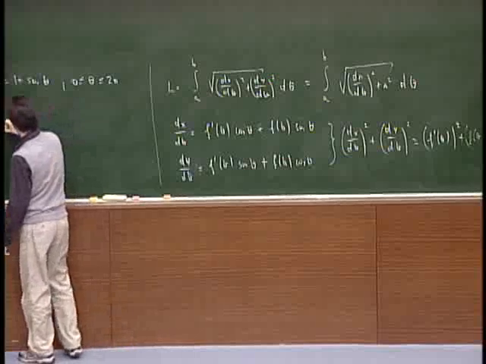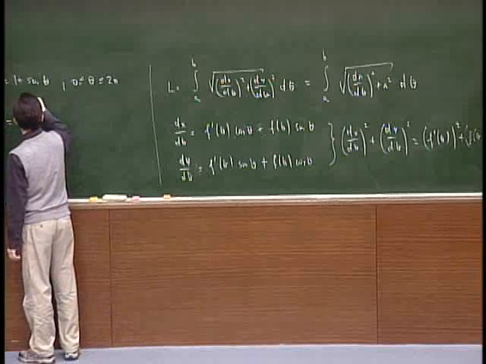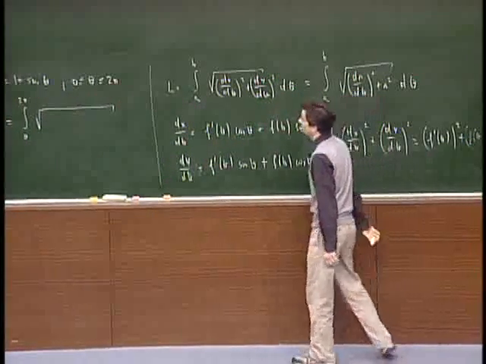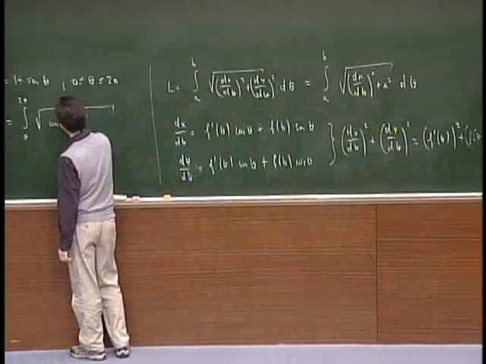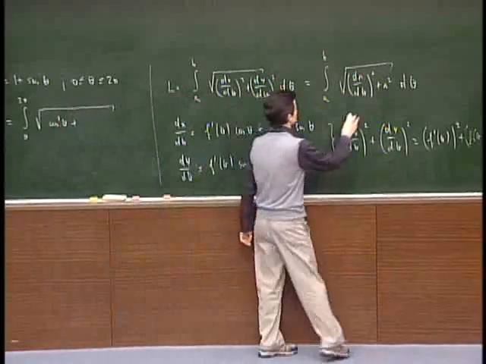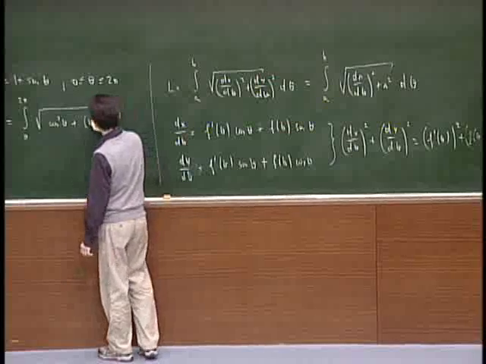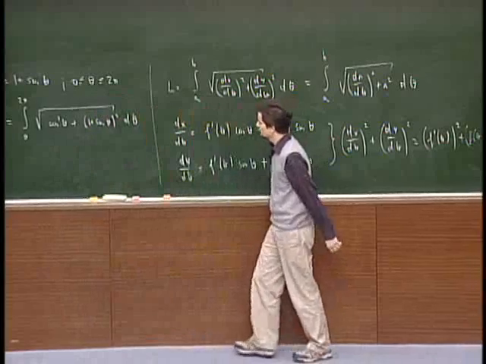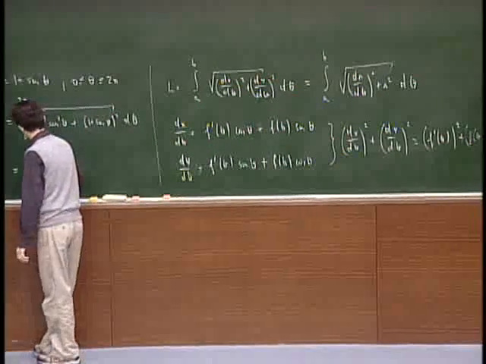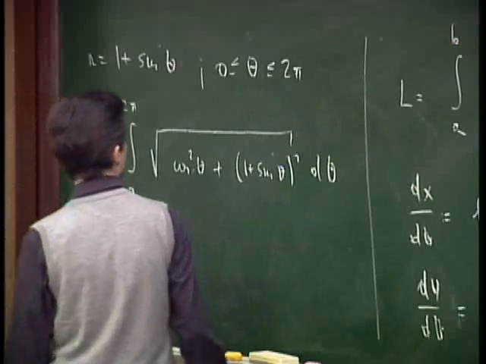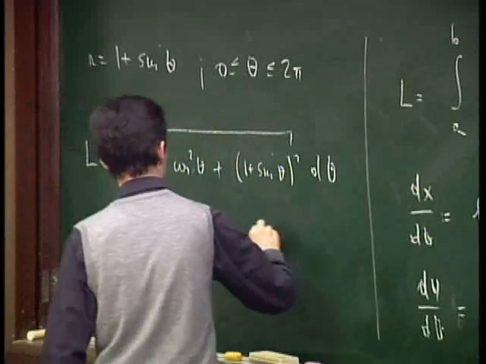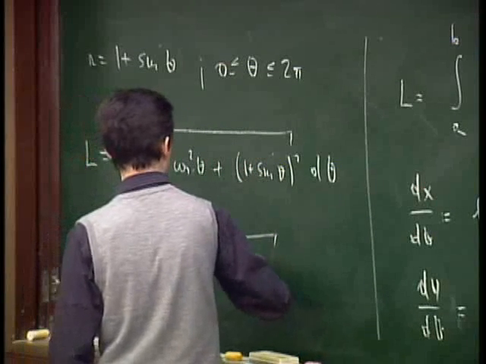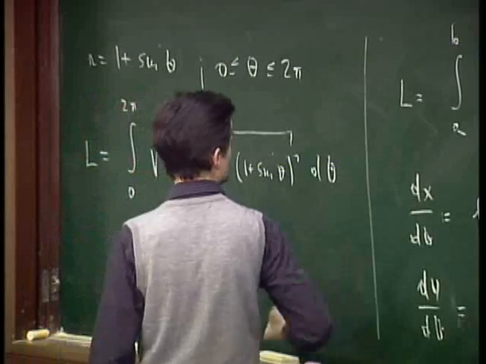So L is equal to the integral from 0 to 2 pi. The derivative here with respect to theta is the cosine of theta. So you have here cosine squared of theta plus, plugging this in here, 1 plus sine of theta squared, d theta. Okay, so this can now be simplified. So you have the integral from 0 to 2 pi, and if you square this out, you get 2 plus 2 times the sine of theta, d theta.